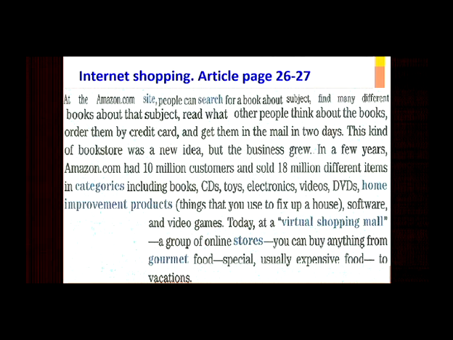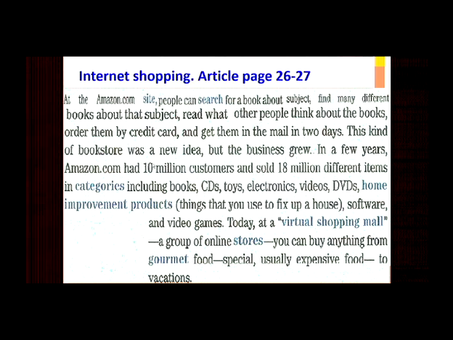However, we are going to look at some vocabulary and explain them. So if I just read this very quickly, at the Amazon.com site, people can search for a book about a subject, find many different books about that subject, read what other people think about the books, order them by credit card, and get them in the mail in 2 days. This kind of bookstore was a new idea, but the business grew.